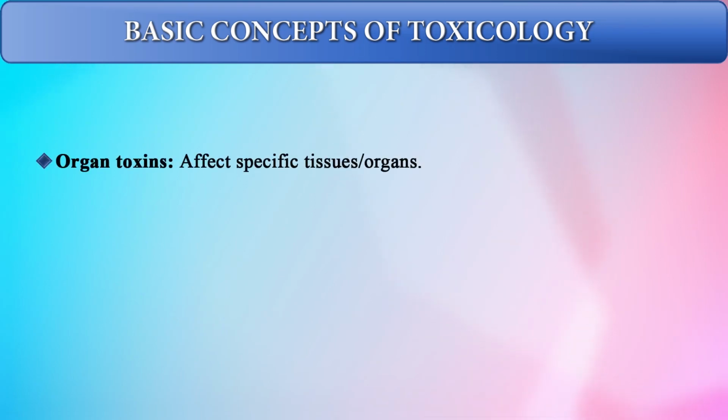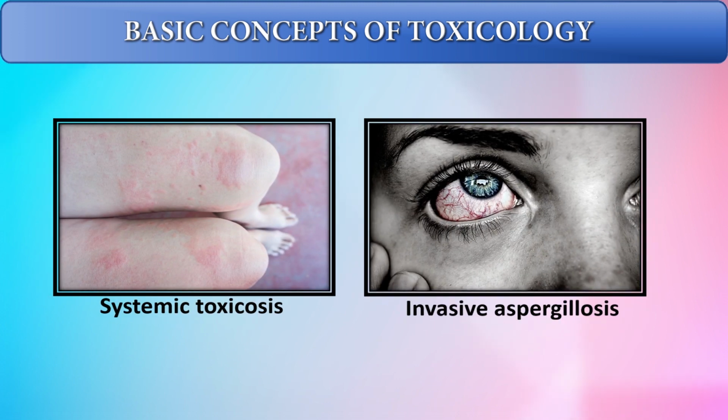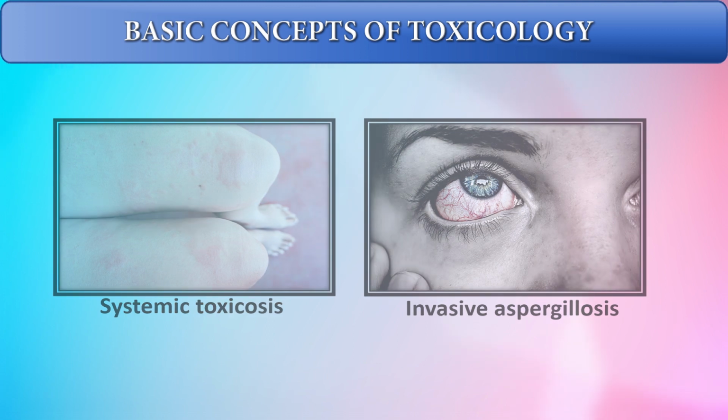Organ toxins affect specific tissues and organs. For example, benzene targets the blood forming tissues. Lead targets the central nervous system, kidney and the blood or hematopoietic system. Now this figure shows systemic toxicosis, where the entire system is affected, the blood vessels are being affected, and even in the eyes you can see the reddening of the blood vessels and how they get affected in the process.